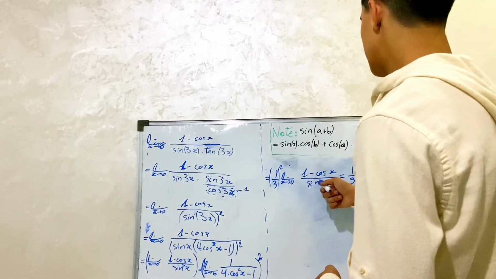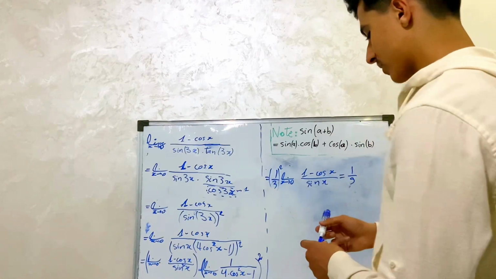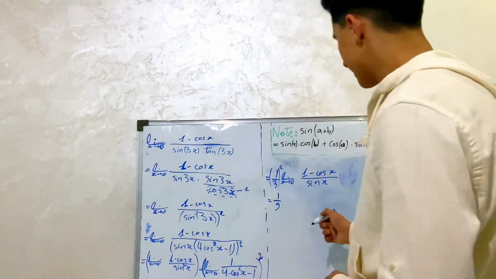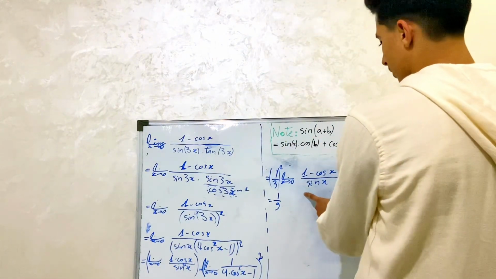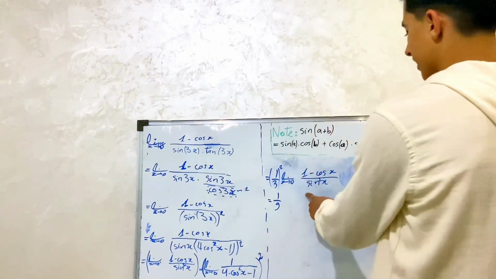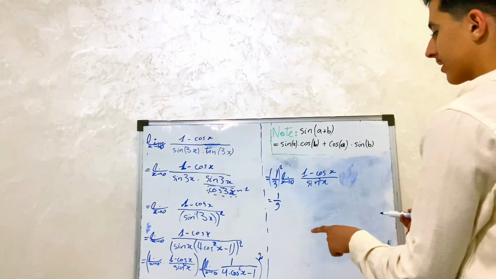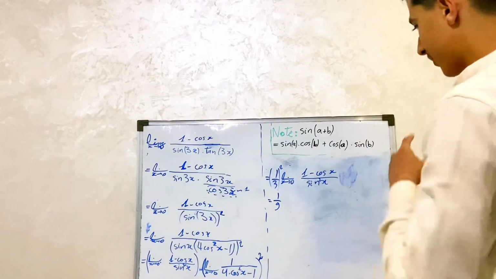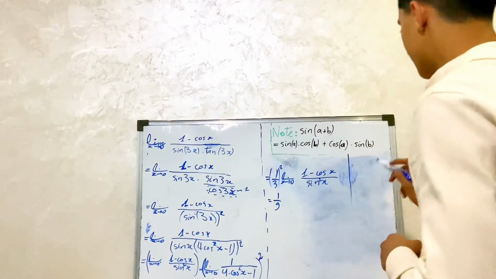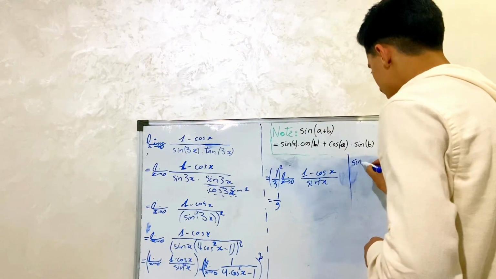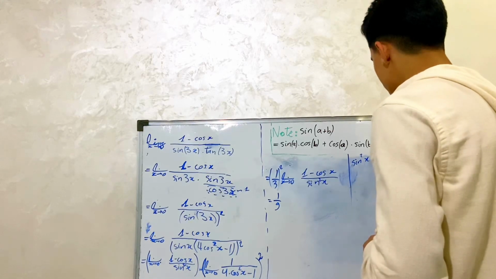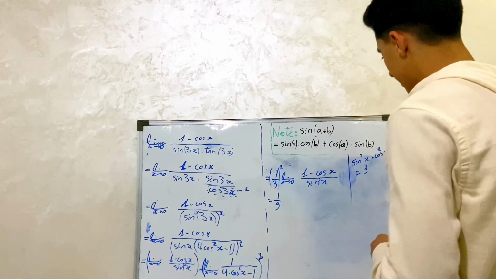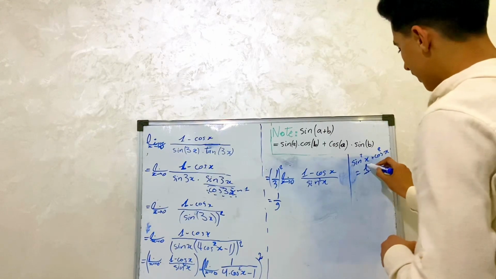1 over 9 limits as, let me just rewrite this in the next line. Yep. 1 over 9. This, we can just rewrite sine square x as 1 minus cosine square x, because the Pythagorean theorem tells us that sine square x plus cosine square x is equal to 1. This is by the Pythagorean theorem.